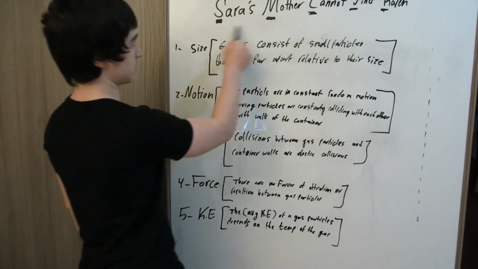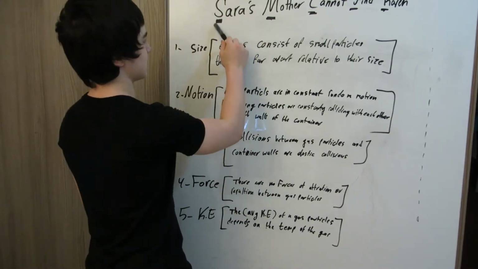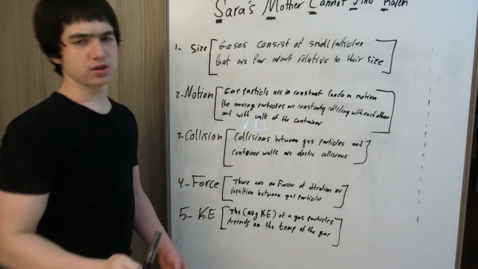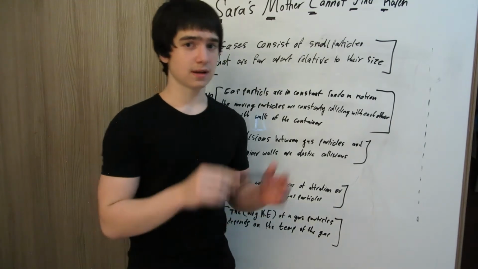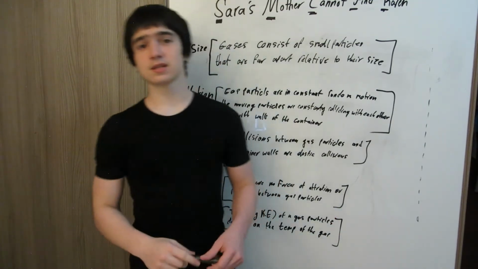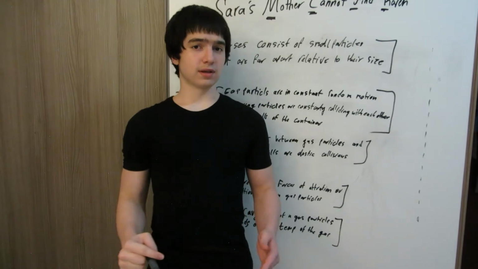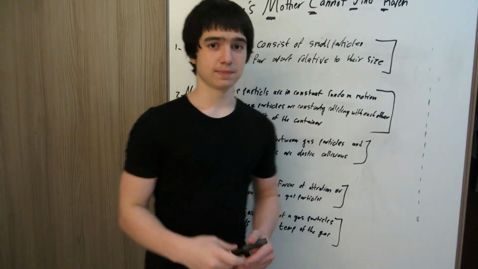So let's start with Sarah's. It starts with an S. But why S? S resembles size. Because the first rule of the kinetic molecular theory of gas, I would like to write it down, says that gases consist of small particles that are far apart relative to their size.